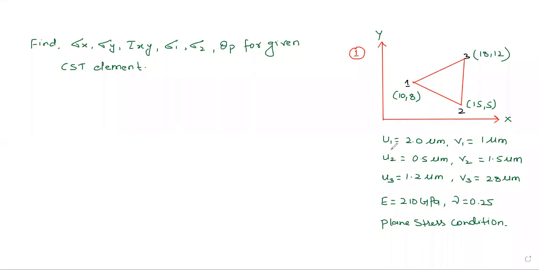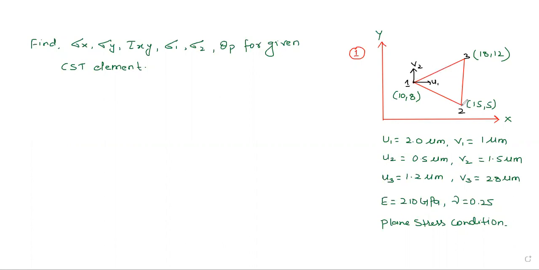Okay, so this is the given problem. We have a CST element. Here x1, y1, x2, y2, x3, y3 are given. Along with that, they have given the displacements also. u1, v1 means, at node number 1, they have given the displacements. This is u1, this is v1.